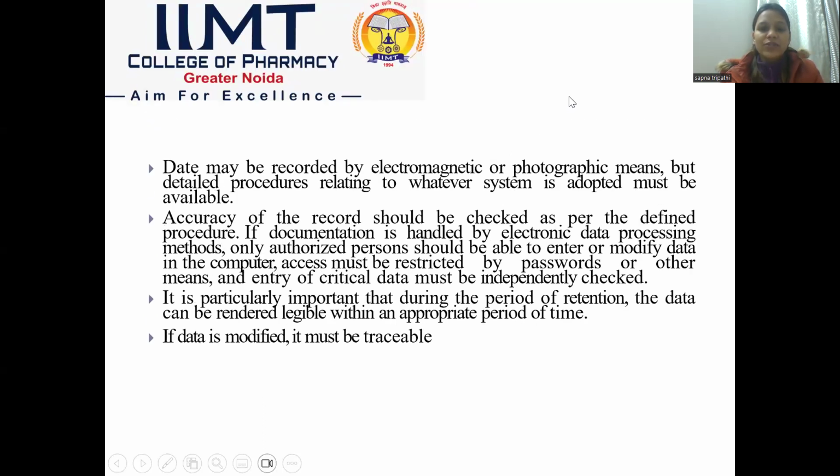Data may be recorded by electromagnetic or photographic means, but detailed procedures related to whatever system is adopted must be available. Accuracy of the record should be checked as per the defined procedure. If documentation is handled by electronic data processing methods, only authorized persons should be able to enter or modify data in the computer. Access must be restricted by password or other means. An entry of critical data must be independently checked. It is particularly important that during the period of retention, the data can be rendered legible within an appropriate period of time. If data is modified, it must be traceable.